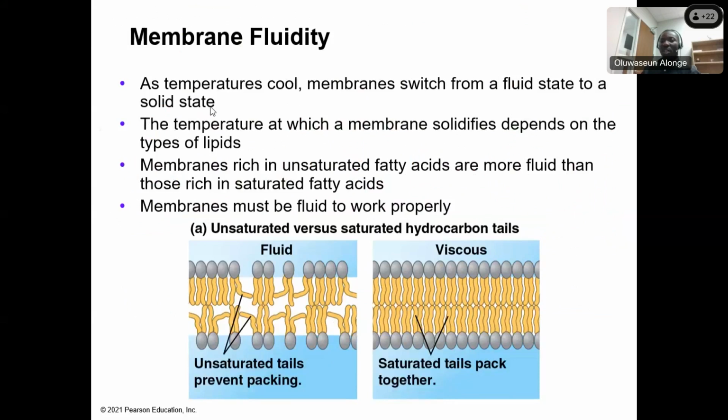Now, membrane fluidity. The key thing about the cell membrane that makes it unique is that as temperature cools, the membrane can switch from a fluid state to solid, and I'll tell you why. Then when temperature rises, it can move from solid to liquid. The liquid state is what allows the proteins embedded in the cell membrane to move, and that's why we call it fluid mosaic. The membranes that are rich in unsaturated fatty acid are more fluid than those rich in saturated fatty acid.